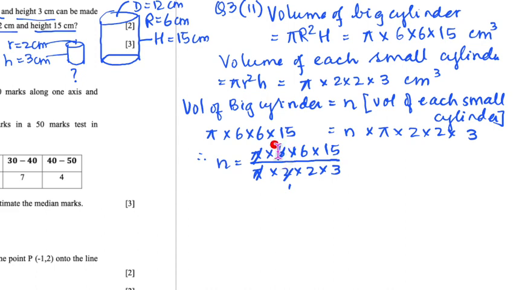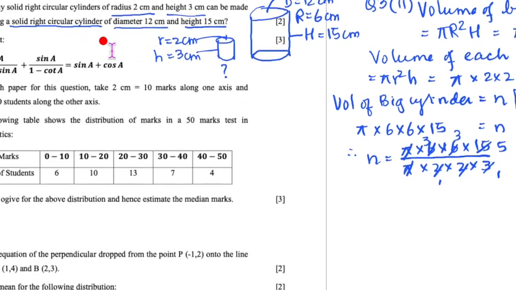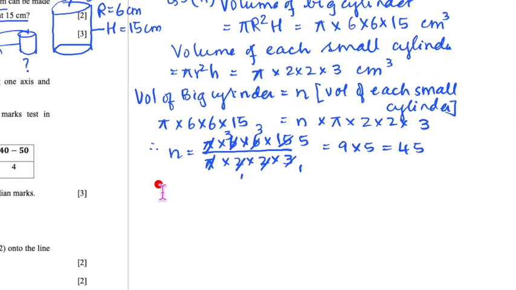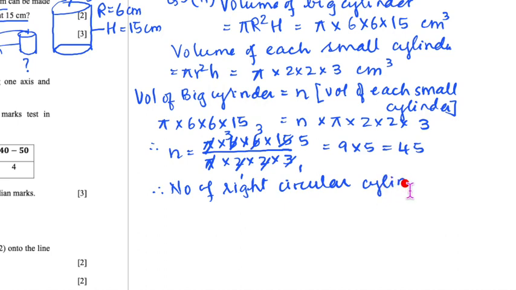2 ones, 2 threes, 2 ones, 2 threes, and 3 ones and 3 fives. So it is 9 into 5, which is 45. And so we are asked how many such right circular cylinders. We will say therefore the number of right circular cylinders is equal to 45. And that is our answer.